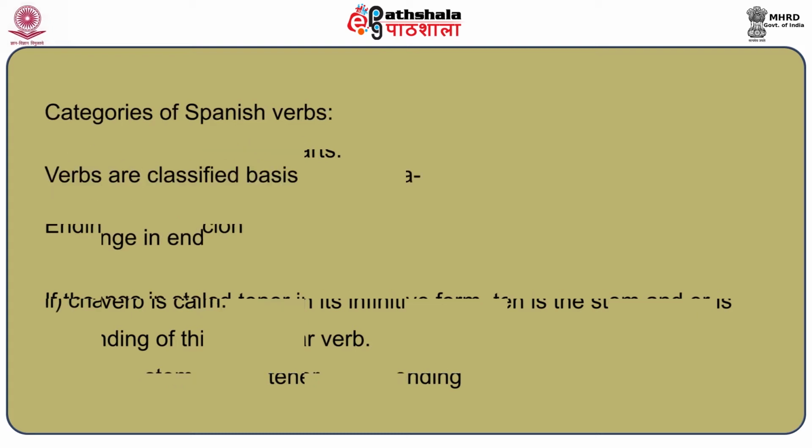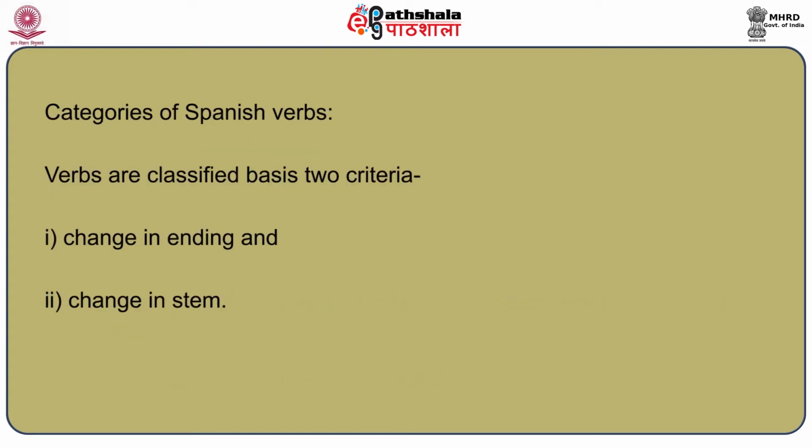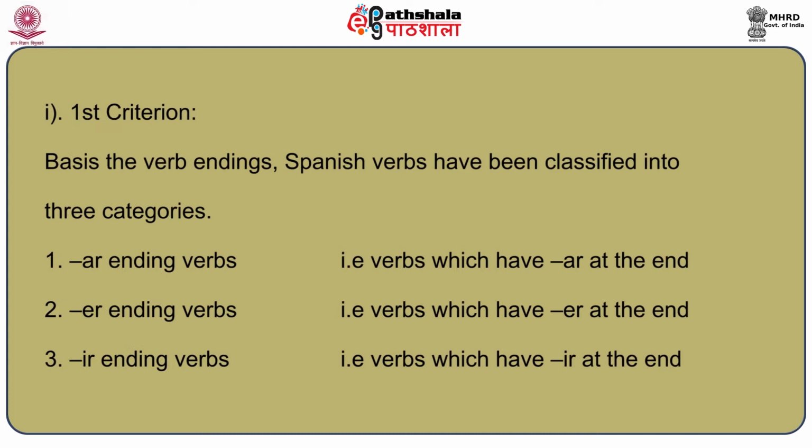Now in Spanish, verbs are classified on the basis of two criteria. One is when there are changes in the ending. So change in ending is the first criteria of the classification, and the second criteria is when there are changes in the stem of the verb. So we just learned what the stem and the ending of the verb are. So let's talk about the first criteria.